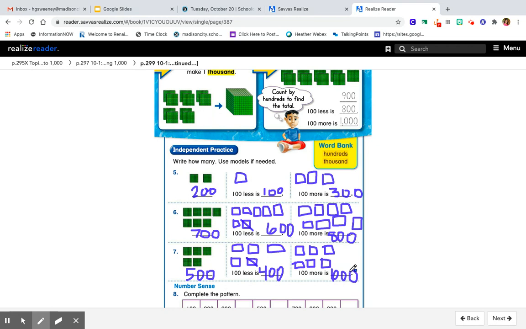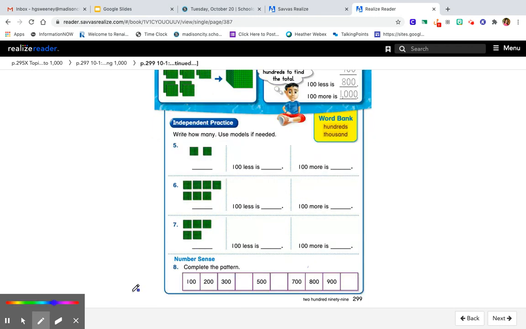Okay. So now we have this part of our problem completed. So check to see how you did compared to what Miss Sweeney has. All right. Now, we're going to move on and look at number 8. It says complete the pattern. So what I want you to do is write out this pattern in your math notebook and fill in the missing numbers. When you're done, I want you to come back and check to see how you did.